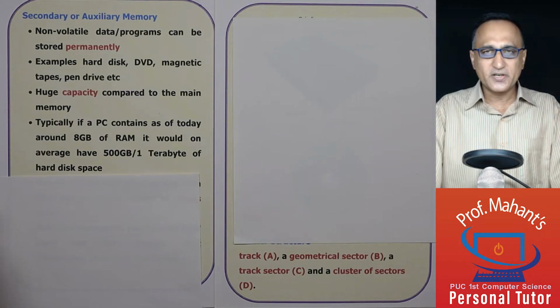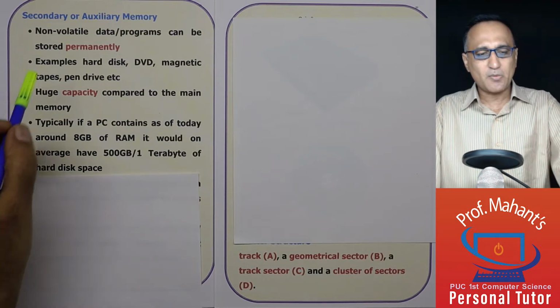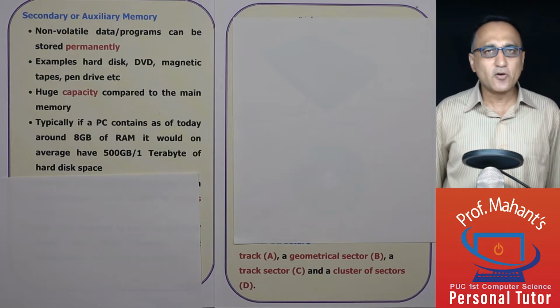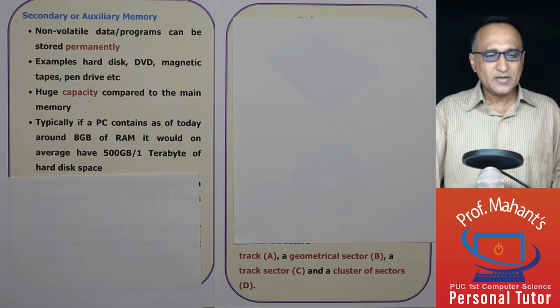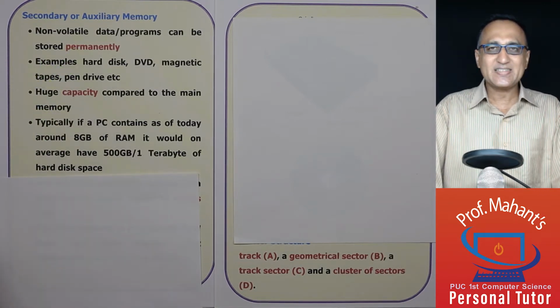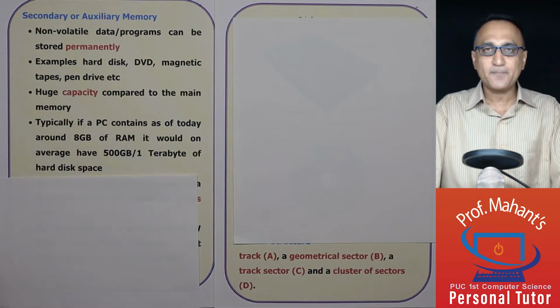Secondary or auxiliary memory. We have spoken about the RAM or the main memory in the prior session. Now we shall talk about secondary or auxiliary memory. Examples of secondary or auxiliary memory are your hard disk, pen drives and so on. The advantage of secondary memory is it is non-volatile. In the sense, data and programs do not get lost when the power is switched off. That means they can be stored permanently.